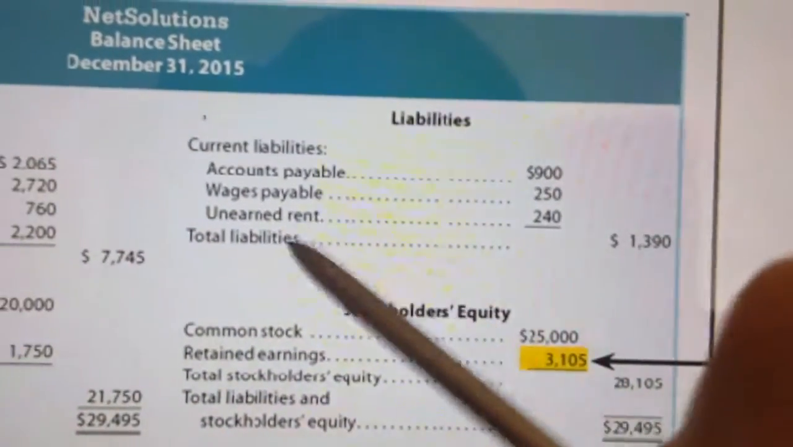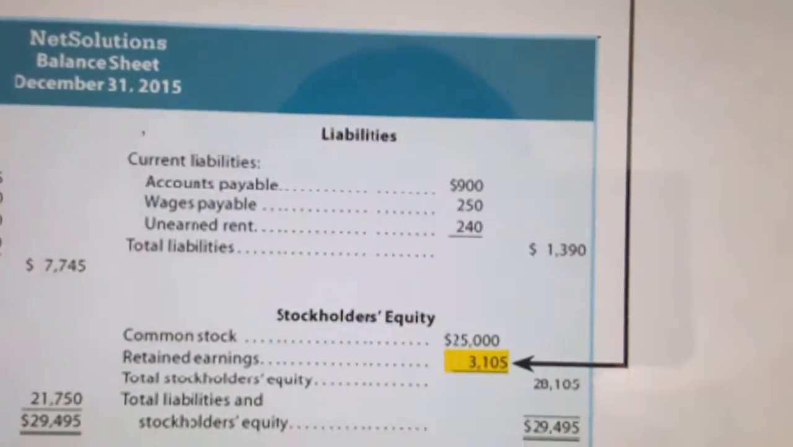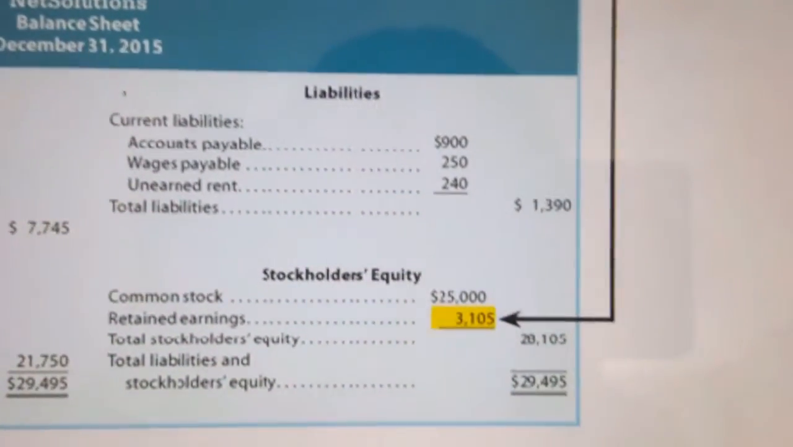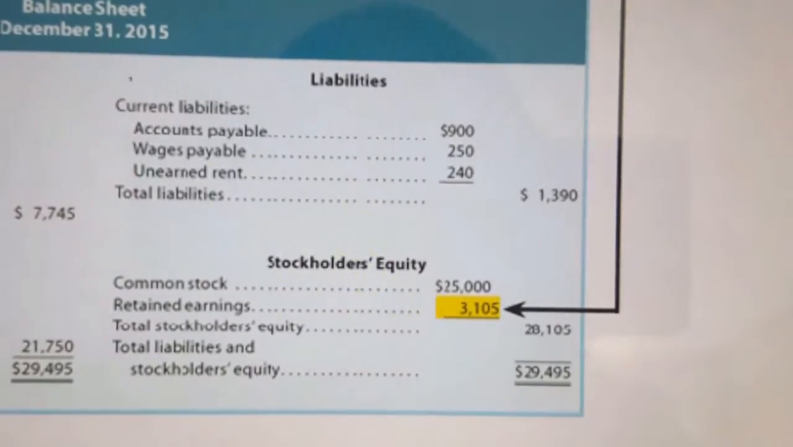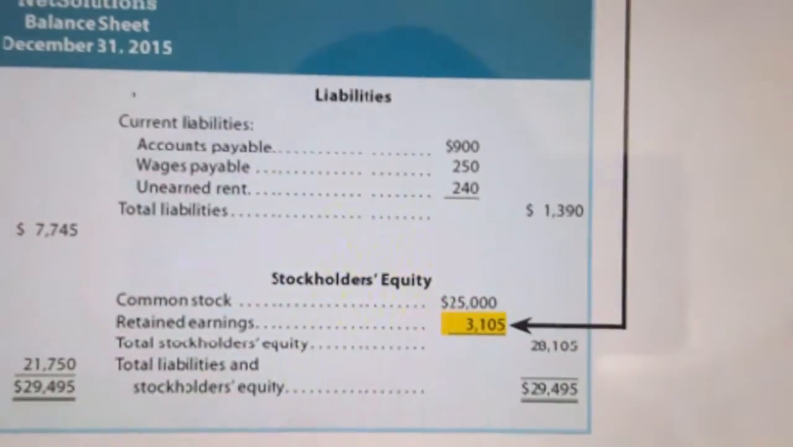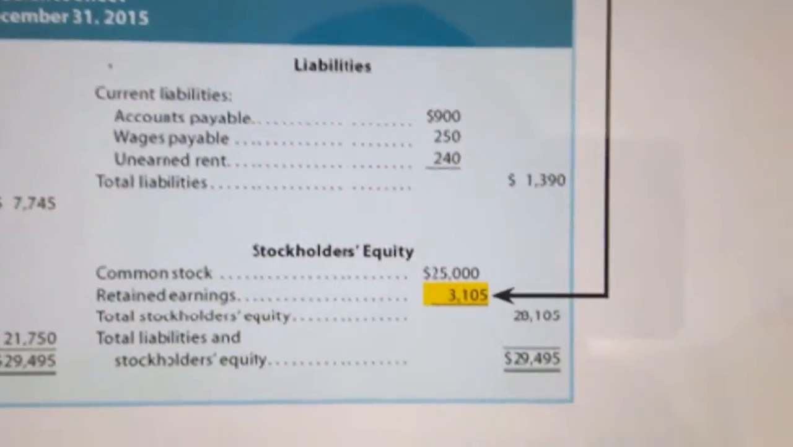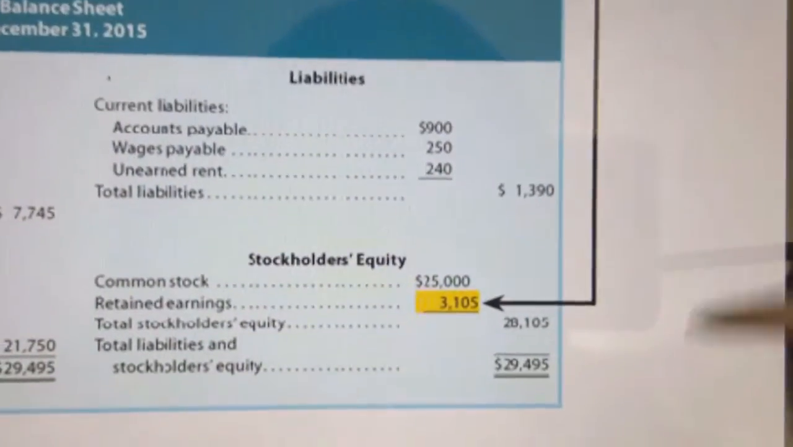Okay, you're going to have your liabilities, current liabilities. Let's talk about that. Current liabilities are those liabilities that have a due date of 1 year or less. Again, let me say that again. They have a due date of 1 year or less. Not that we're necessarily going to pay them. They just have a due date.